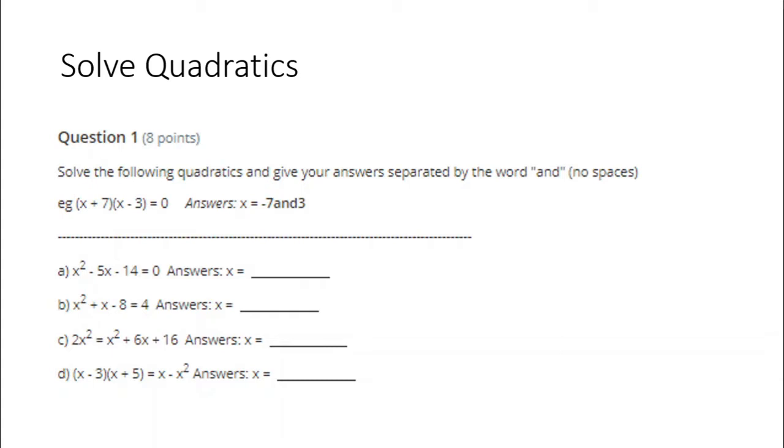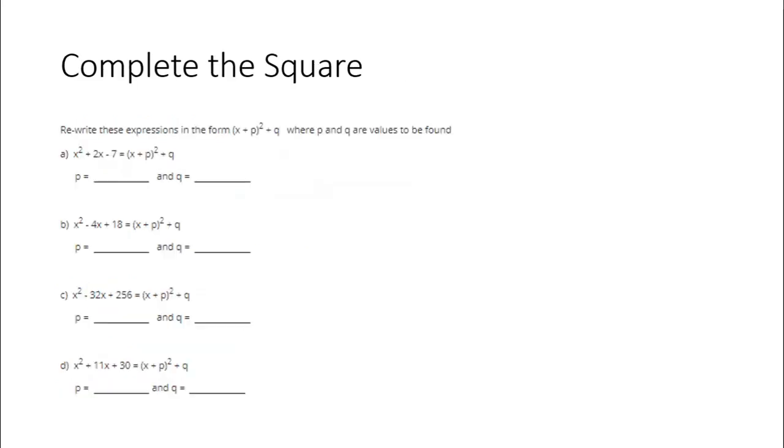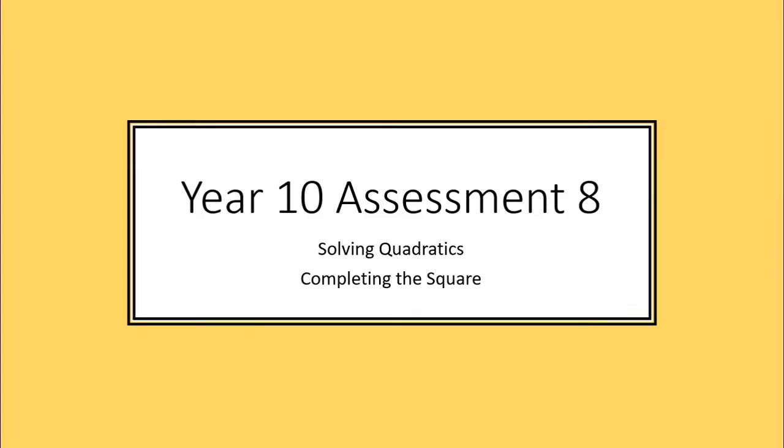There are two solutions, one number and the other number. Question 2, solving quadratics to three significant figures, and remember that is a hint when you're asked to solve to three significant figures. And question 3, completing the square, so writing in the format x plus p in brackets squared plus q. Just find the values for p and q. Let's get started with taking this up.